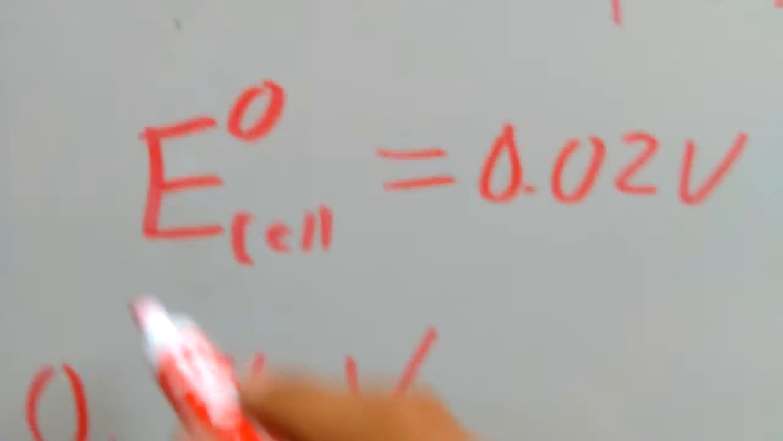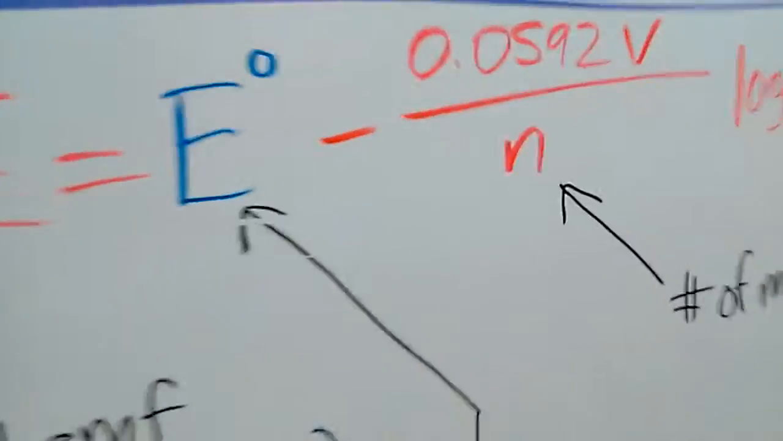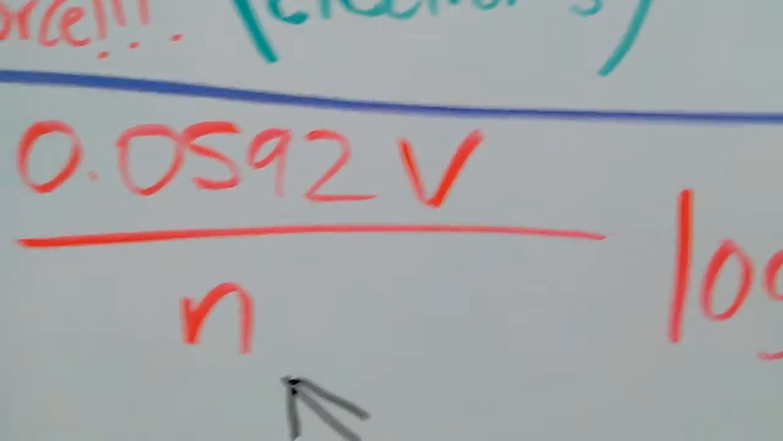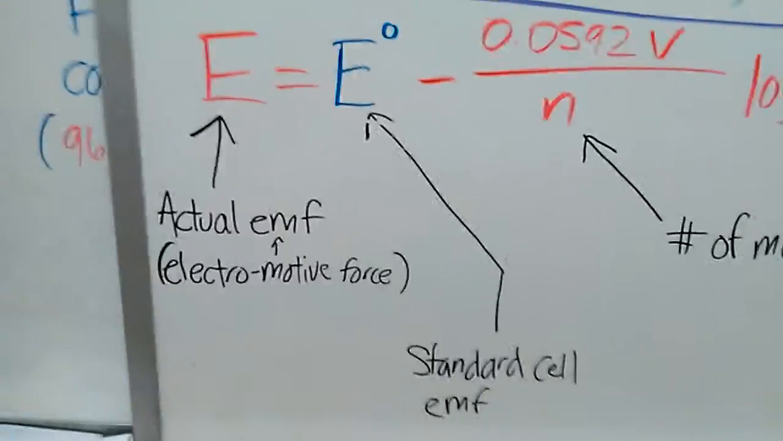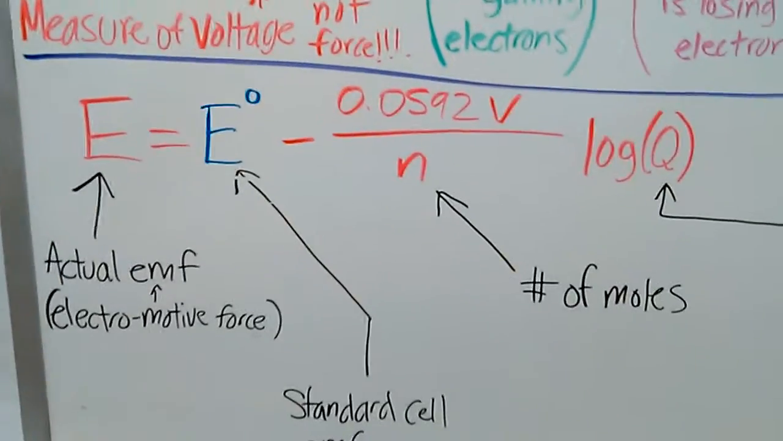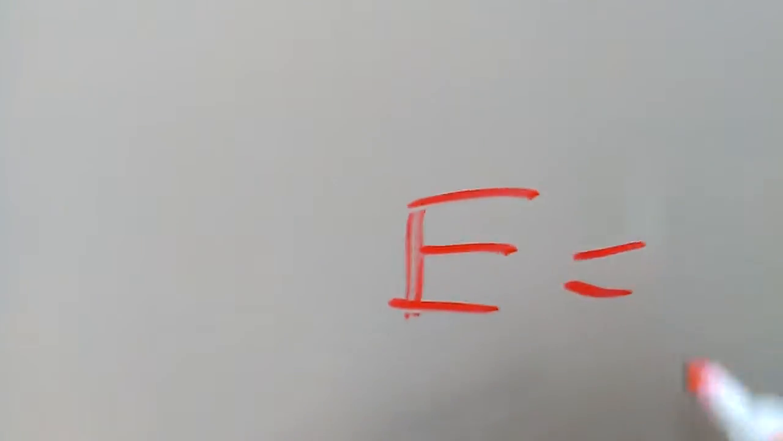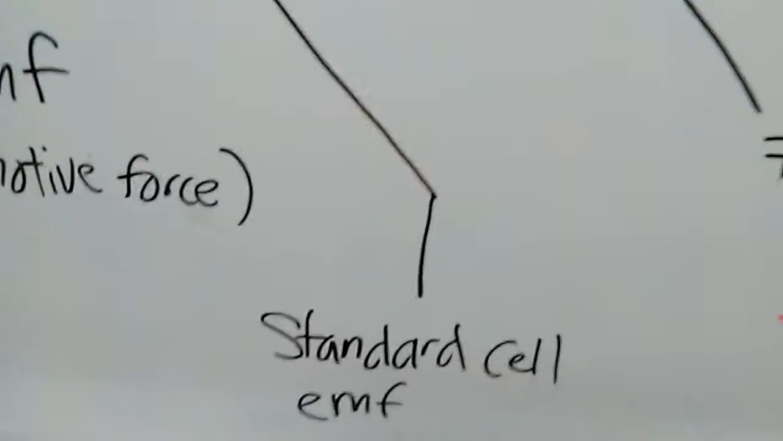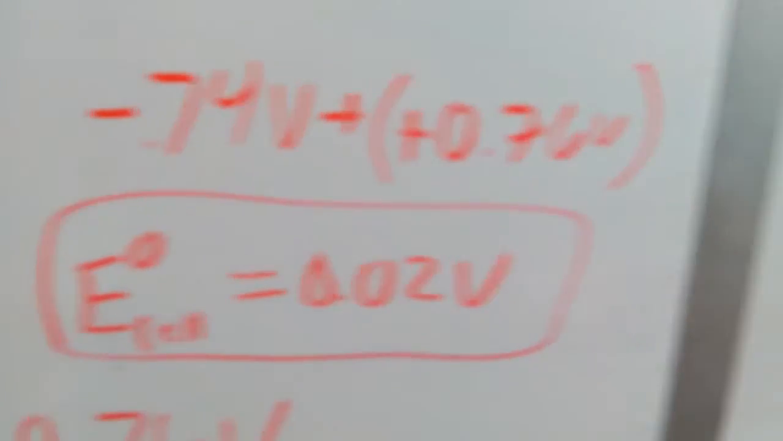So now we have our E standard cell. We're going to go ahead and come to our E actual. As you can see here, everything's already laid out. We have our equation, so we can plug everything in. Our E actual is going to equal our E standard cell, and we know that our E standard cell is 0.02 volts, so we go ahead and plug that in here.